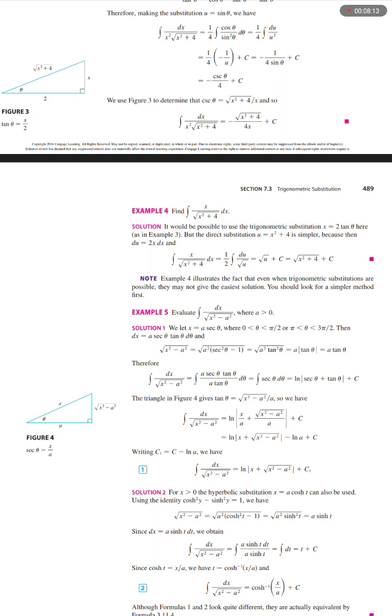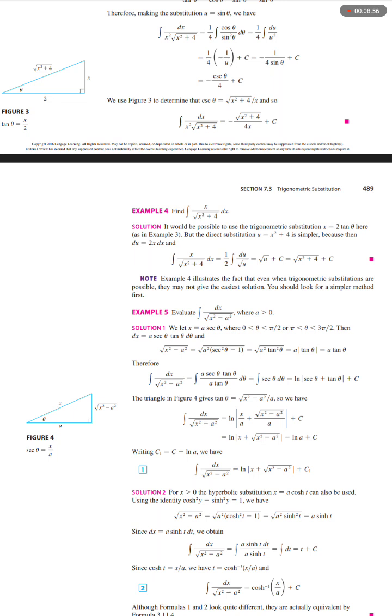equals the natural log of the absolute value of x plus the square root of x squared minus a squared, minus the natural log of a, plus C. Writing C sub 1 equals C minus the natural log of a, we have equation 1. The integral of dx over the square root of x squared minus a squared equals the natural log of the absolute value of x plus the square root of x squared minus a squared, plus C sub 1.